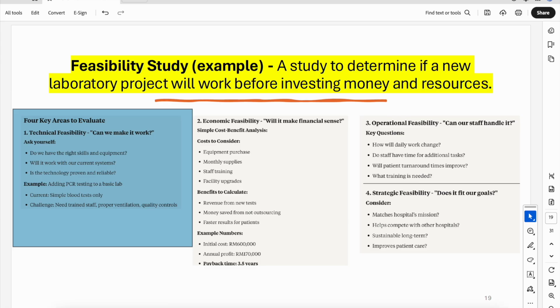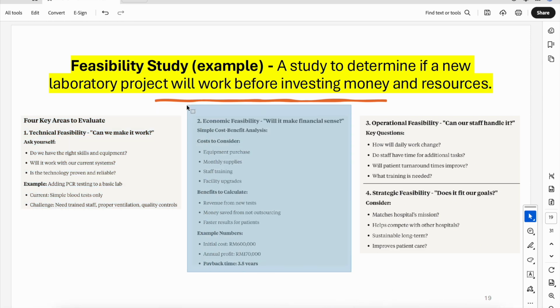For example, if you are considering adding PCR testing to a basic laboratory. Current situation: simple blood tests only. So the challenge: need trained staff, proper ventilation, and quality controls.